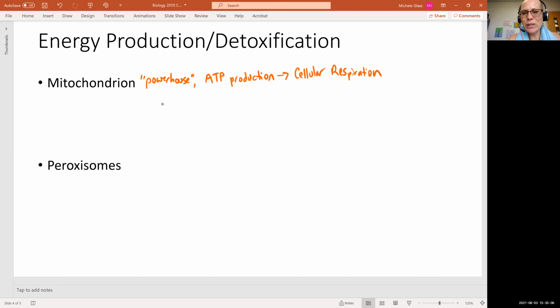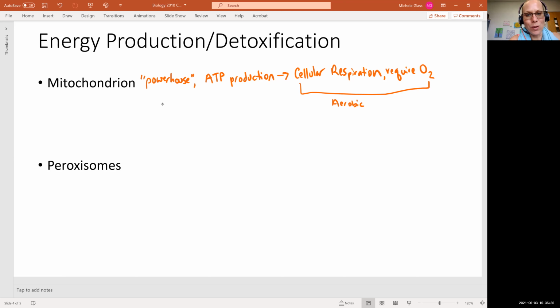And really, our book doesn't go into a lot of detail of this process at this point. What we do need to know is that cellular respiration is going to require oxygen. So in order for a cell to make ATP at the mitochondrion, it's going to need oxygen. So we can also talk about this process as being aerobic, where aerobic means oxygen is required.